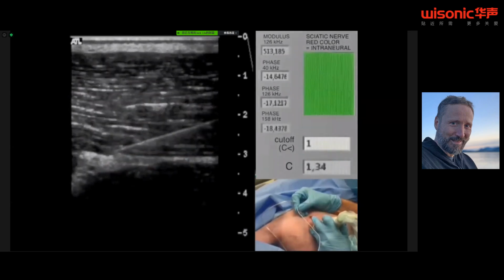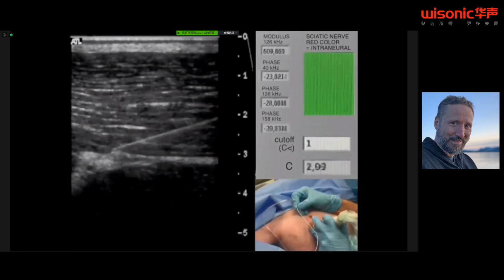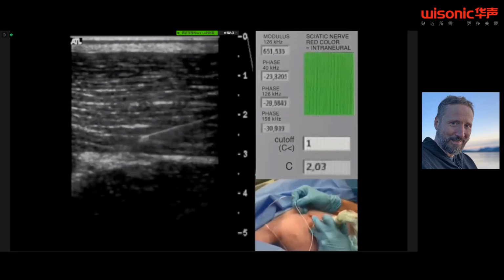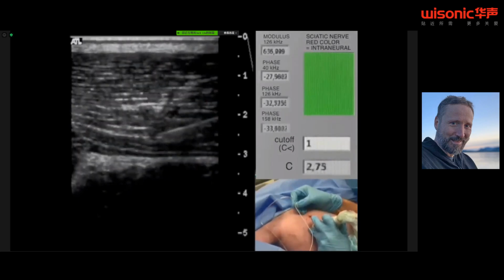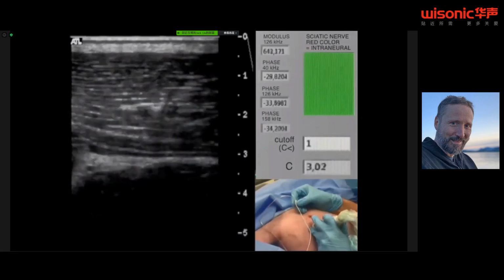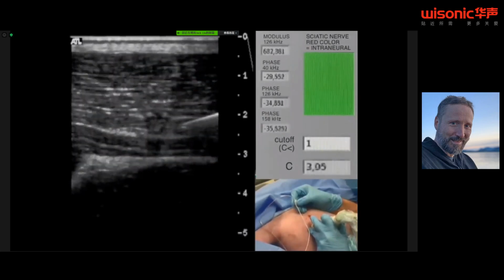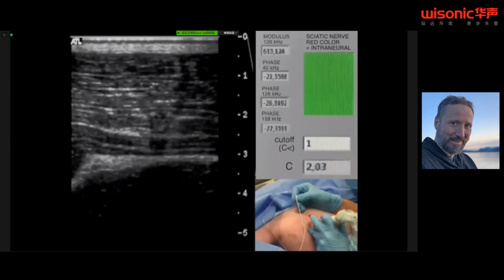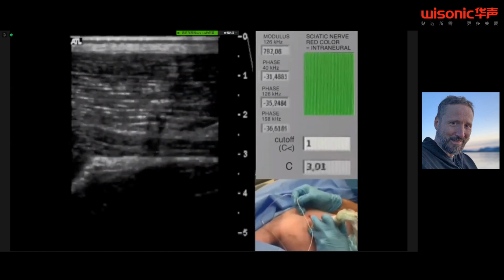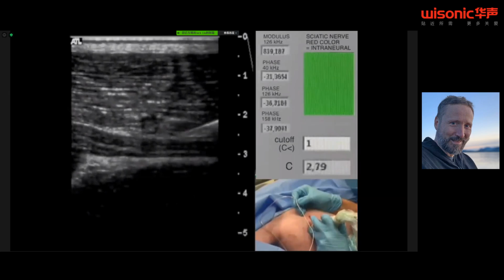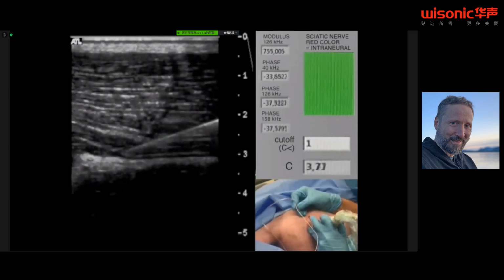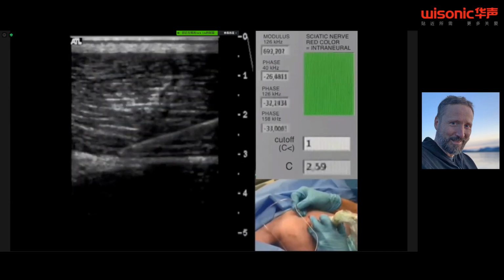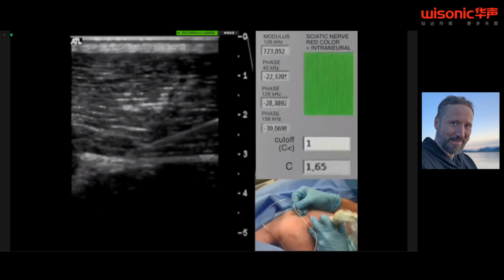Each time when C drops below 1, this is set as a cutoff, we estimate intraneural needle positions, and the indicator will turn from green to red. On the ultrasound image, you see the needle that is advanced towards the sciatic nerve in one of the test animals, and when the needle tip passes the epineurium, the indicator color turns from green to red.